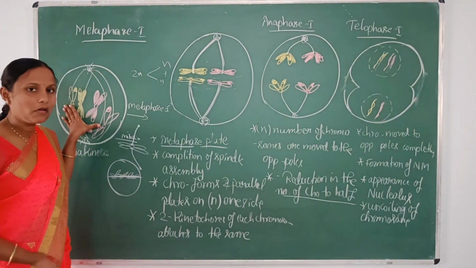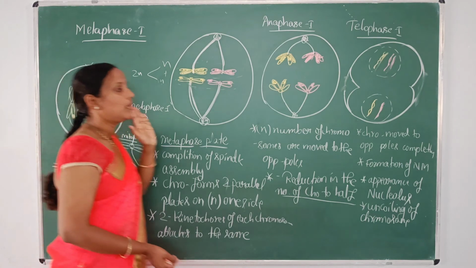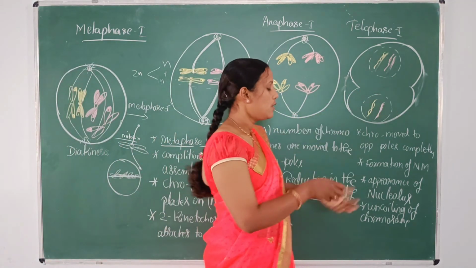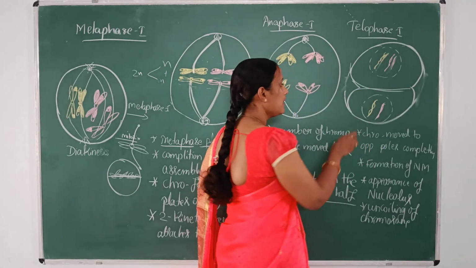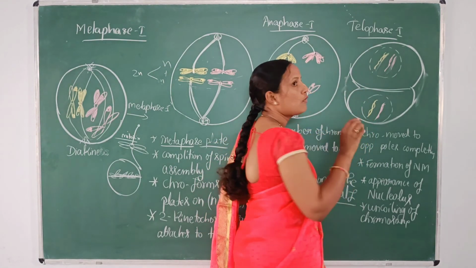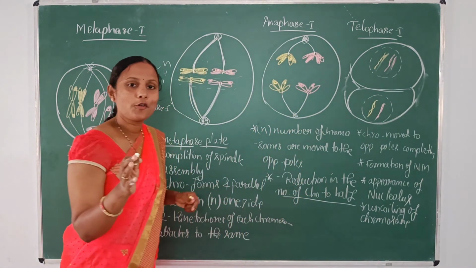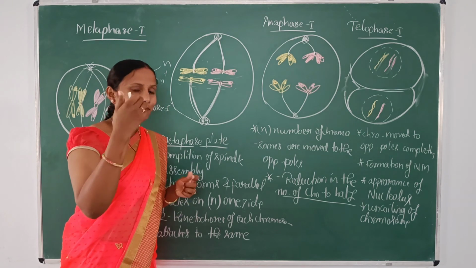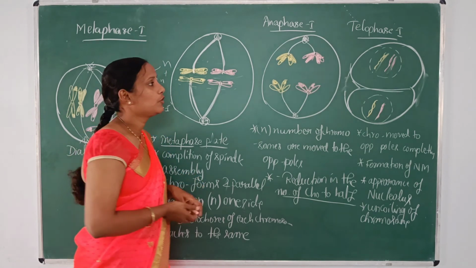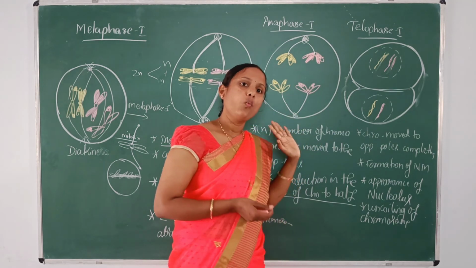Initially, 4 chromosomes are present in one cell, as we have taken. But by the end of cytokinesis, this cell has 2 chromosomes and this cell has 2 chromosomes. The number of chromosomes is reduced to half. So the reduction in the number of chromosomes takes place in meiosis 1.